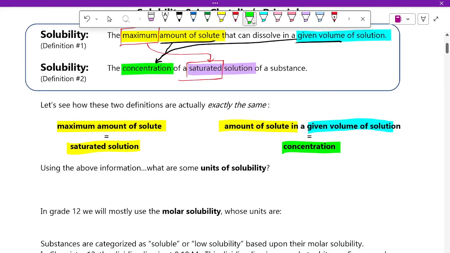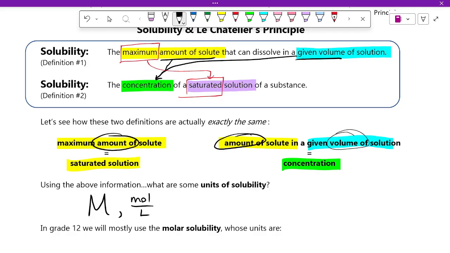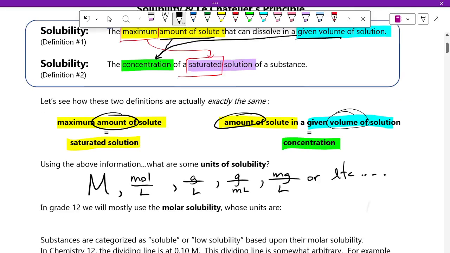Using this information, what are some units of solubility? Molar. What else? How could we write molar a different way? Moles per liter. Good. Are there some other ways to get an amount in a given volume? Grams per liter, or grams per milliliter, or milligrams per liter, kilograms per meter cubed. You could actually do parts per million, things like that too, but we'll leave that.